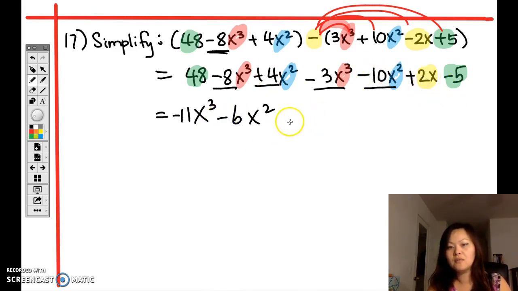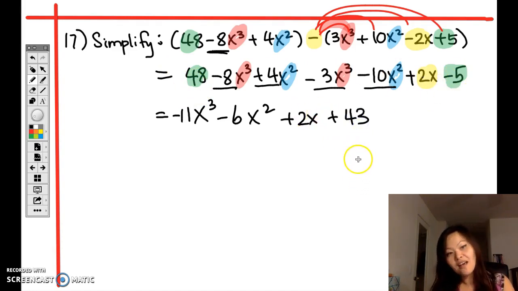And then the x is by itself, so I just copy it. If you cannot find a match, you just copy it, okay? And then the number by itself, 48 minus 5 is 43. Ta-da! That's my answer.